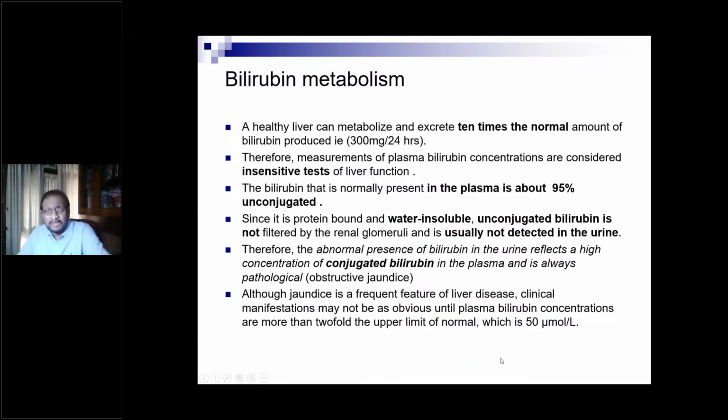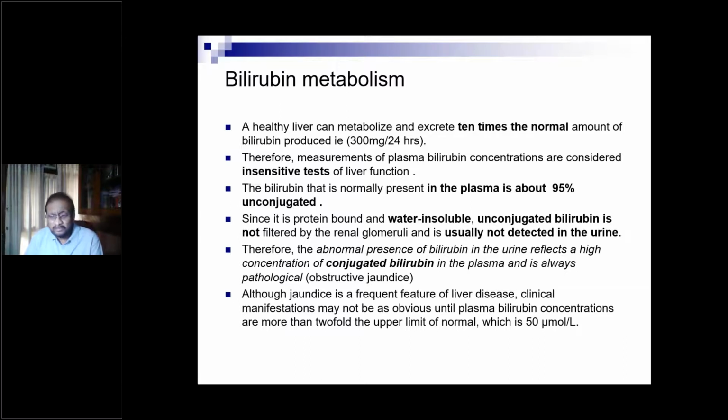But what is important to remember is that in these, the liver can metabolize 10 times the normal amount of bilirubin, right? Other thing, that this is a very insensitive test. You do a serum bilirubin, you're very happy, the bilirubin is higher, and we decide that more than the normal level, there's some kind of a liver problem in this patient. No, that's not true, right?